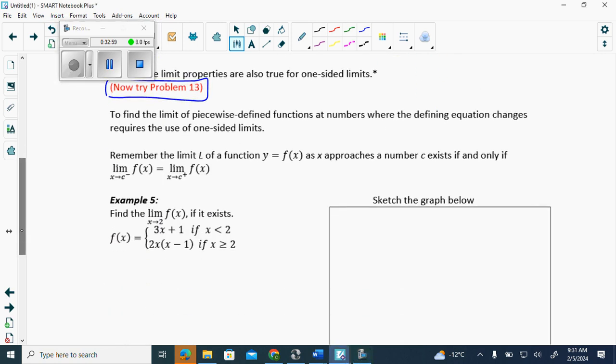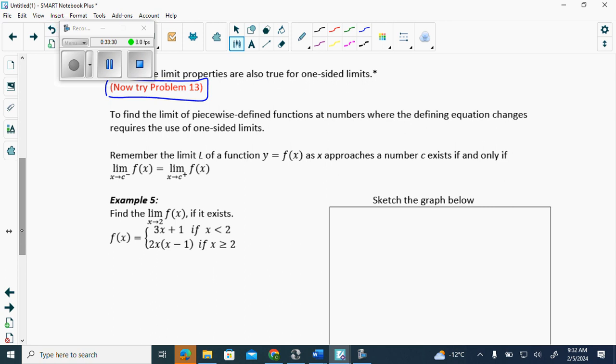So to find the limit of piecewise defined functions at numbers where the defining equation changes requires the use of one-sided limits. Remember, the limit L of a function y equals f of x as x approaches a number c exists if and only if from the left and the right your limit is the same. So the limit at c only exists if left and right are the same. You could have a left limit that's different than a right limit, but you will not have a limit at that value. They need to be the same.